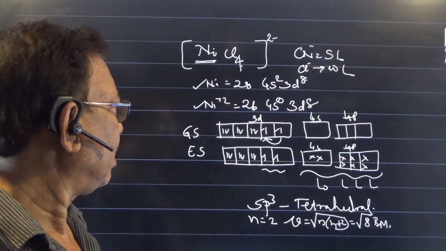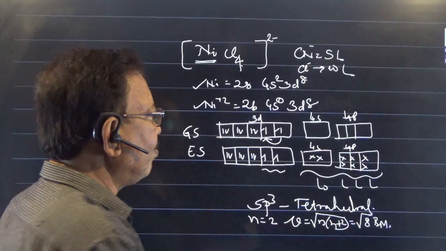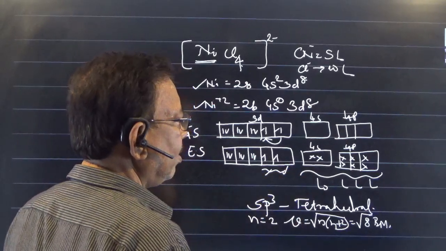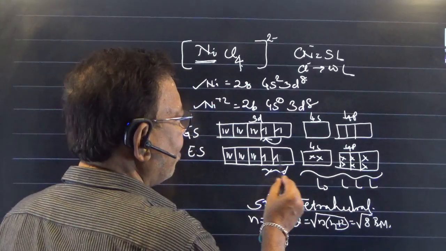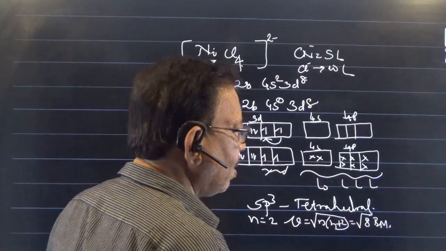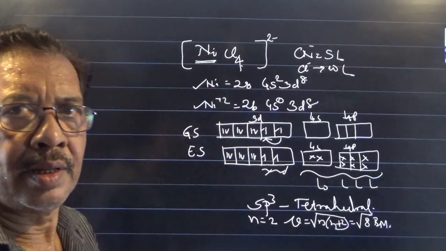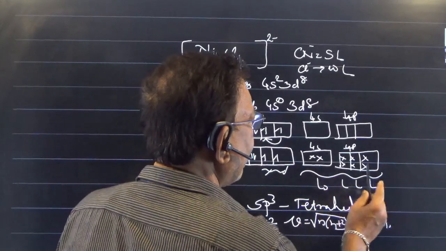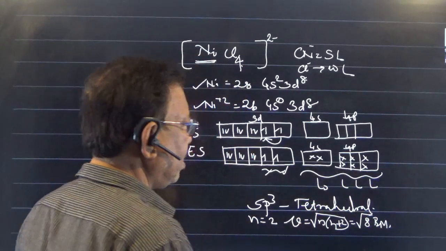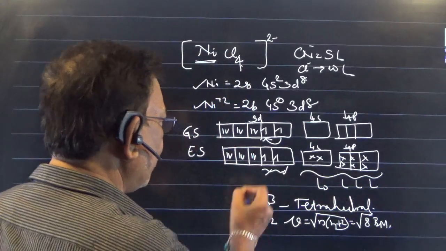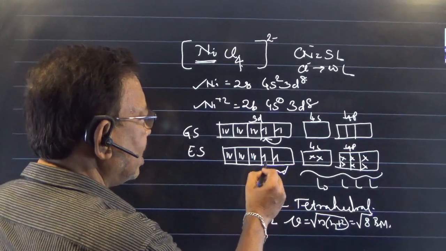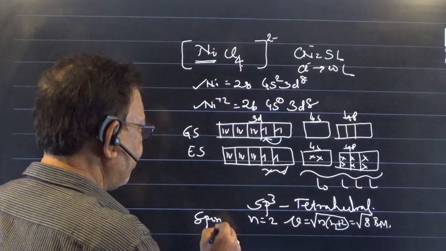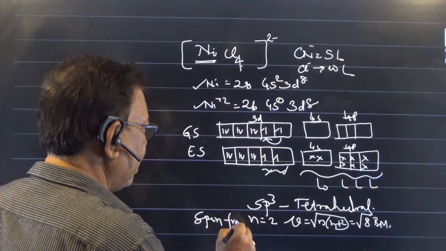In the excited state, these two electrons will remain here. So it cannot be paired up against Hund's rule of multiplicity. So therefore, it goes for an outer orbital complex. It is spin free, or high spin.